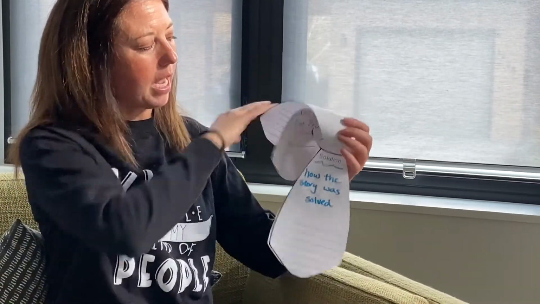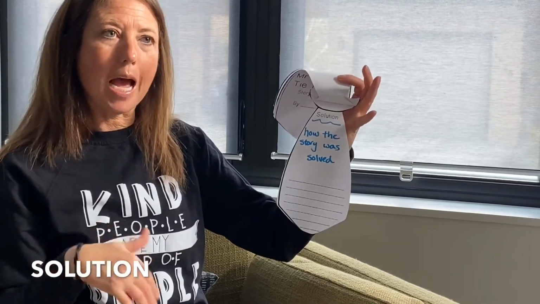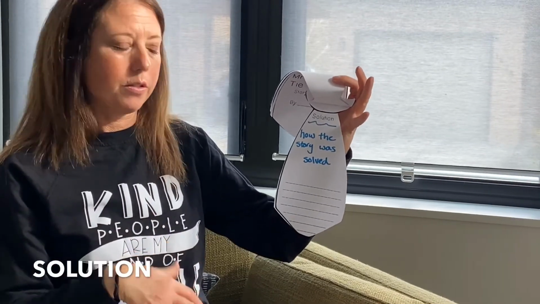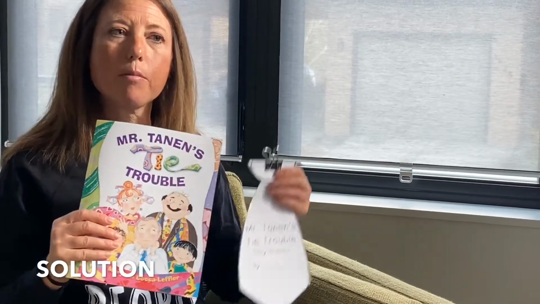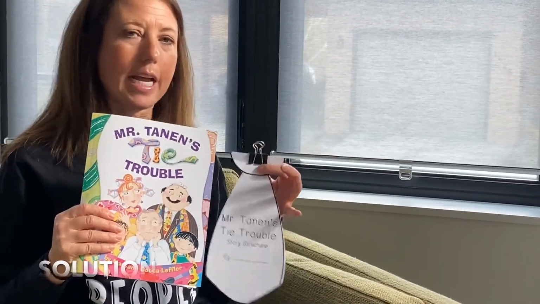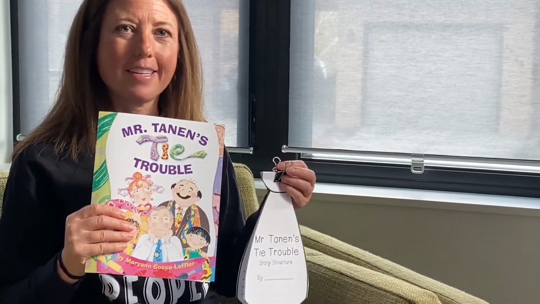Okay. And your last tie right here is the solution, how the story was solved. What happened at the very end? So again, in fiction stories, we know there's always a problem, and if there's a problem, there's always a solution. The story ends somehow. So what was the lesson learned and how did it end?